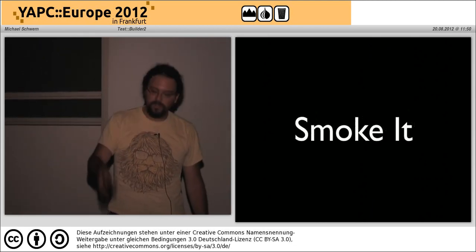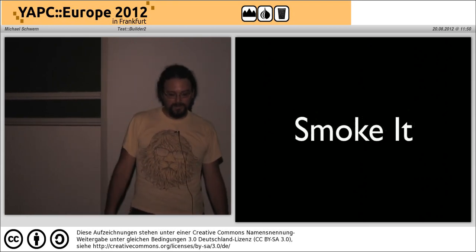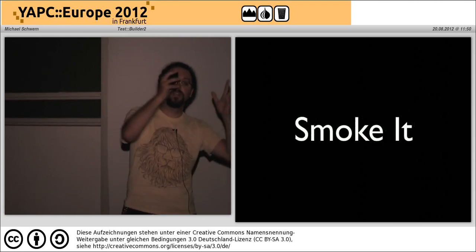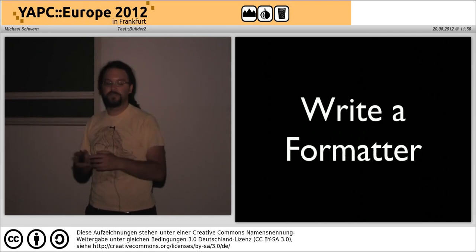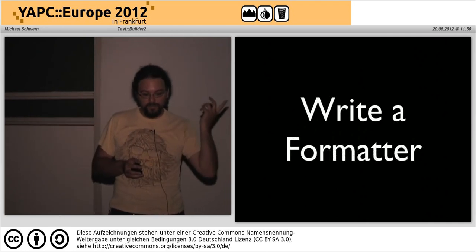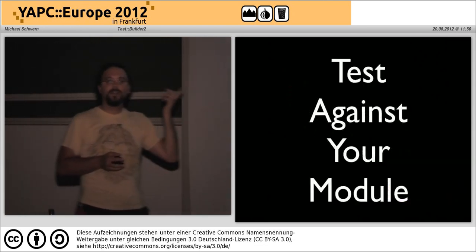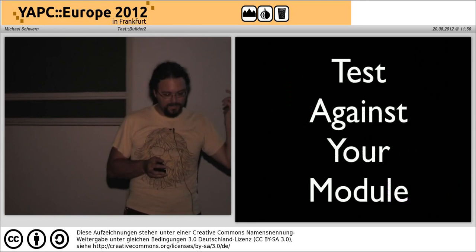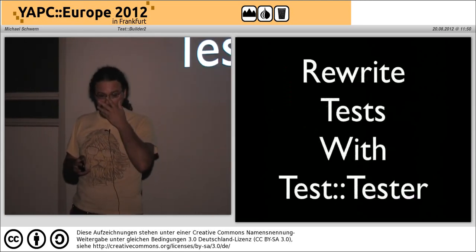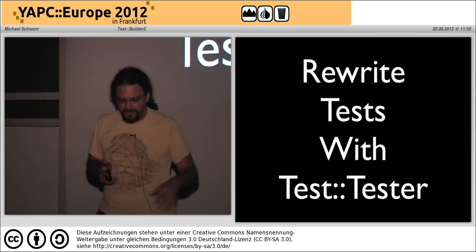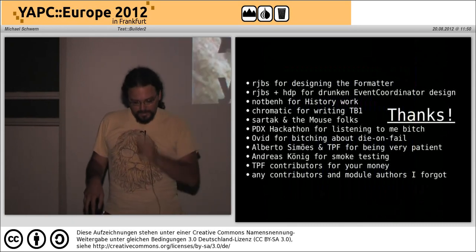You can load a smoker up with the latest alpha and run it. I'm going to put out a new alpha today. You can smoke the alpha against the latest stable and report the differences. The differences are what's really interesting. You can write a formatter. You can take an existing formatter and make it better. You can test it against your module and let me know. I don't have time to get into that. You don't actually have to rewrite your tests with Test::Tester, it would just be very good for the future.